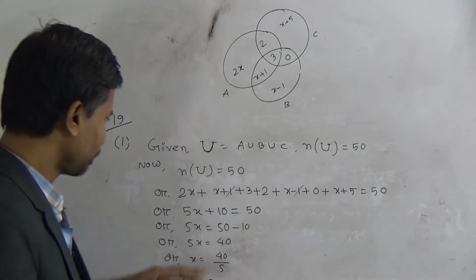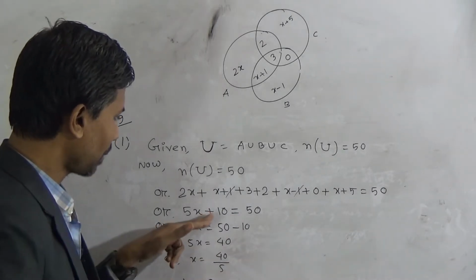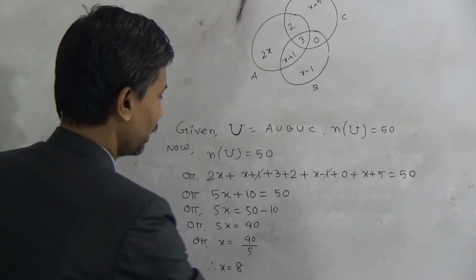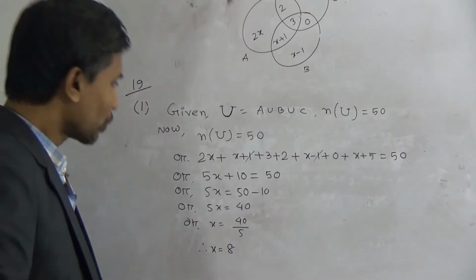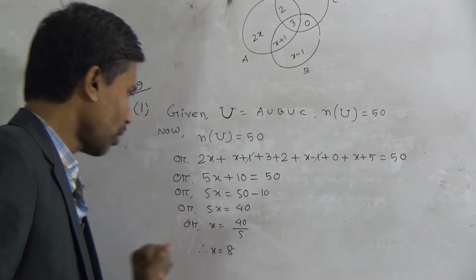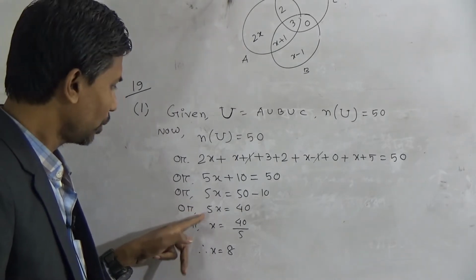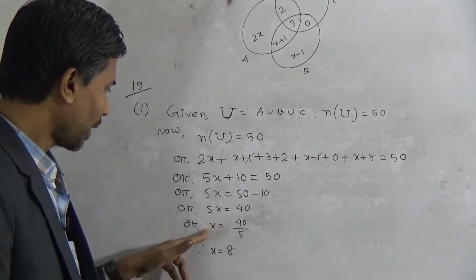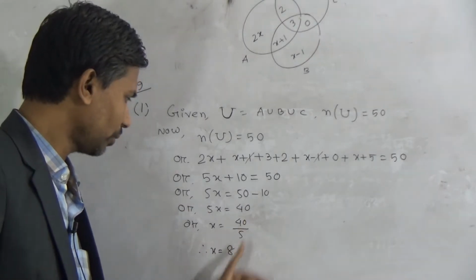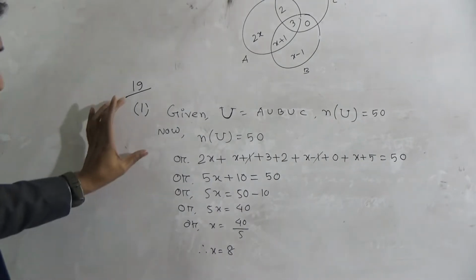Student, you look here. This is the equal sign. This is plus 10, so when it is transferred to the right side, it will be minus. So I have written minus here. So 50 minus 10 equals 40. You see here the coefficient of x is 5. So when we determine the value of x, the coefficient becomes division. Therefore, x equals 8. Okay, I hope you understood question number 1.